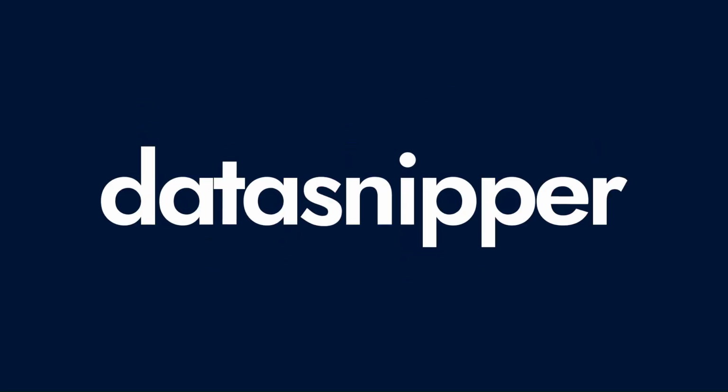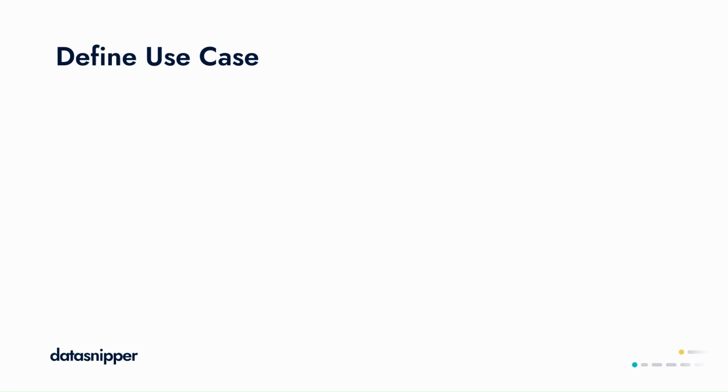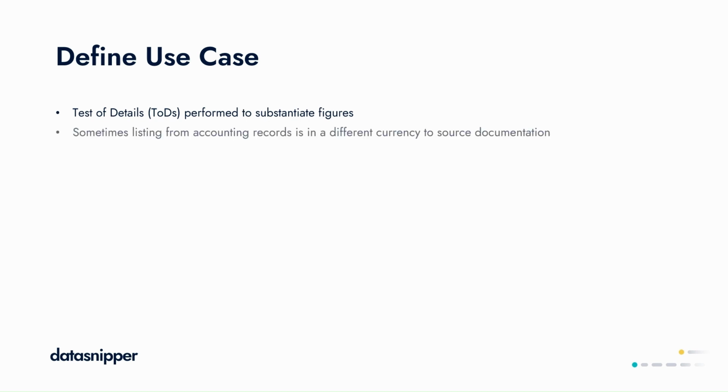Welcome, everyone. In this video, we will see how you can use DataSnipper to perform tests of details with invoices in a different currency. Tests of details are performed to substantiate the balances in the accounting records of an audit client. In some cases, the listing from the accounting records is in a different currency to the source documentation.